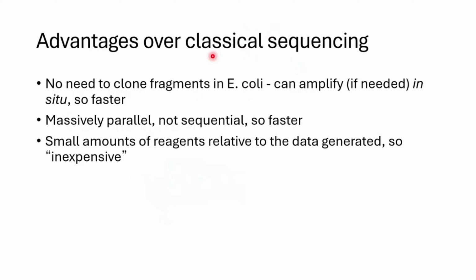So now you don't need to clone fragments anymore in E. coli to amplify them. You can do it, but you can also just do a PCR reaction. So much faster. You have a lot more parallel reactions happening. So again, another improvement. And one last improvement is the amount of reagents that you use relative to the data. Because you can reuse some of these reagents for your reaction, for example the probes or things like this. And so this is one of the main reasons why the price has decreased a lot. The other reason is this cloning here. That is quite annoying.